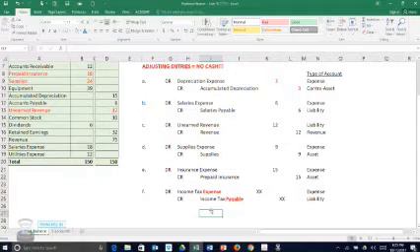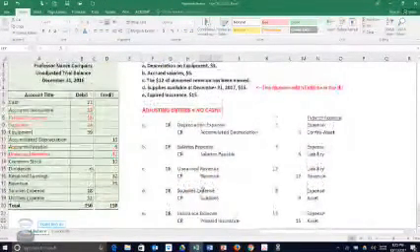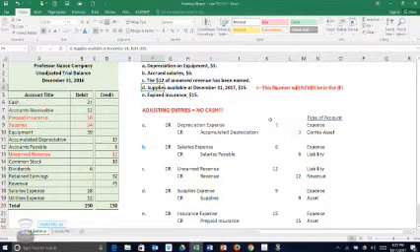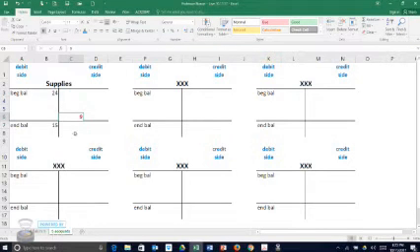The other thing, like I said, supplies is one of my favorite ones. The main thing to remember about supplies is that the number they give you in the adjusting entries is never going to be the number that you're going to use for supplies. You're going to have to come over here and work it out on the T account, or you can just subtract.